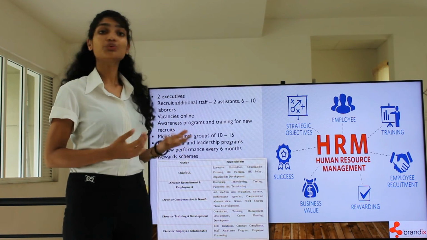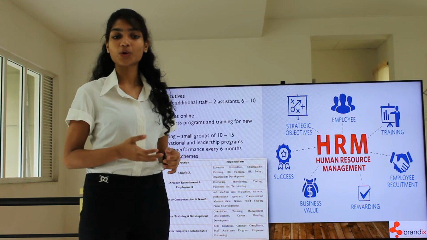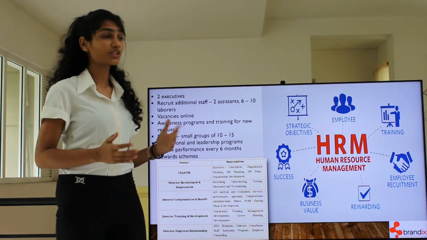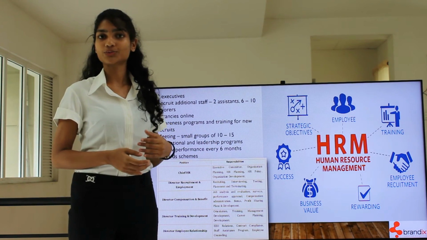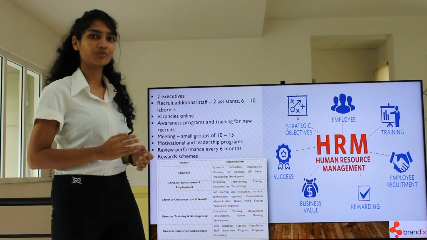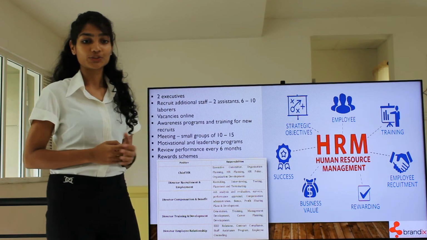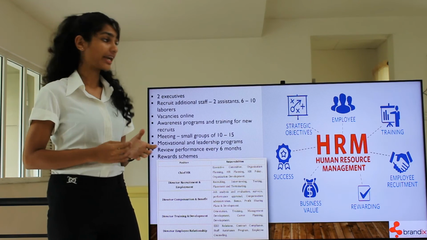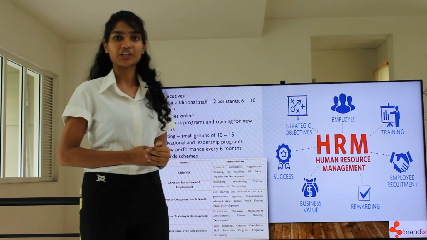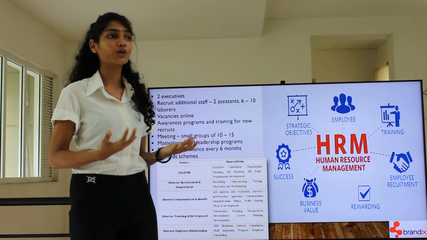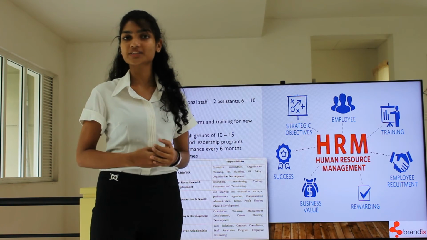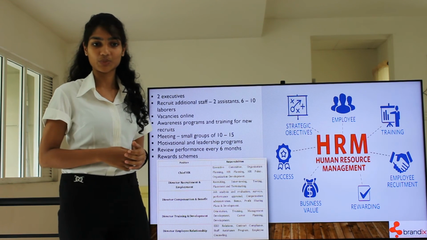It says that 2 executives will be recruited along with 2 assistants and 6 to 10 laborers in order to increase the productivity and help with the production. Also, awareness programs will be held after the recruitment process has been done in order to make them aware of what our new targets and strategies will be.